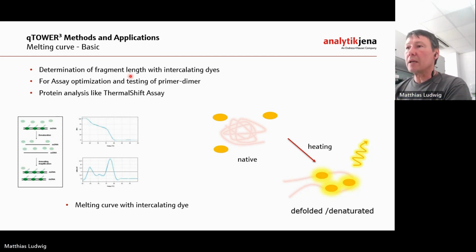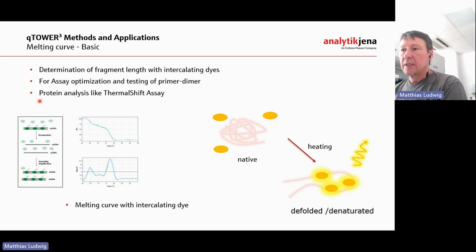So, here for testing of primer dimers, but you can also use a melting curve for protein analysis, like the thermal shift assay. In principle, you have, for example, the intercalating dyes.